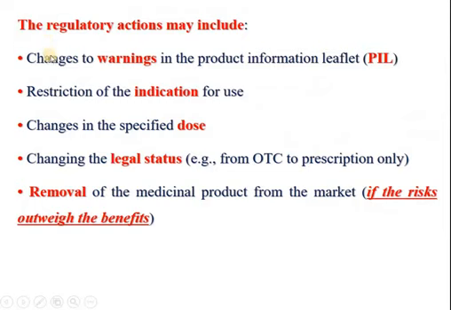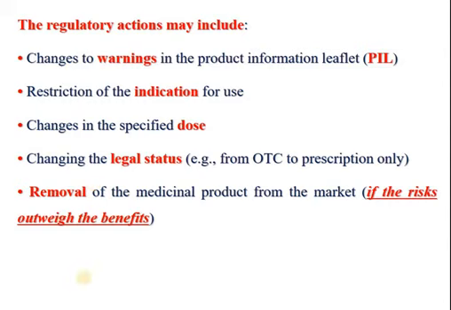Now, after collection of the pharmacovigilance data in the pharmacovigilance center of the regulatory agency, and after a thorough evaluation by specialized committees and analysis of the reported events, the regulatory actions taken by the authority include many types. Number one, the regulatory authority may change the warnings reported in the product information leaflets, either increasing, limiting, or modifying the warnings of using this drug.